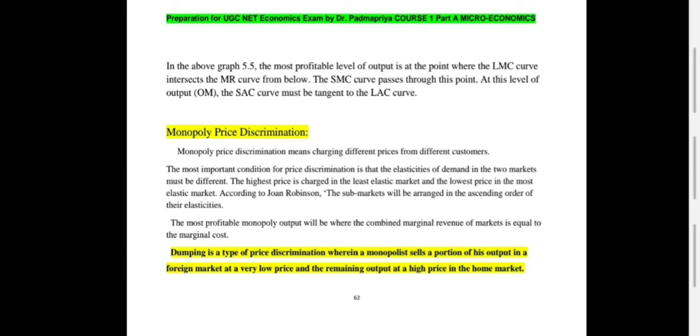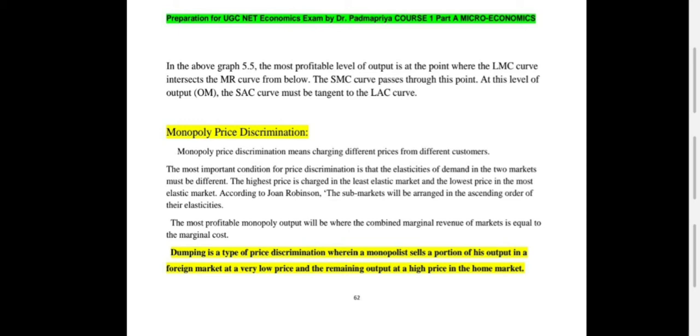Now we come to the important concept of monopoly price discrimination. What is monopoly price discrimination? It is where the monopolist charges different prices for different customers. We have an example of dumping, which is a type of price discrimination wherein a monopolist sells a portion of his output in a foreign market at a low price and the remaining output at a high price in the home market. This is possible only when the elasticities of demand in the two markets are different. The price is high when the market is less elastic, and low when the market is more elastic. This idea was given by Professor Joan Robinson.